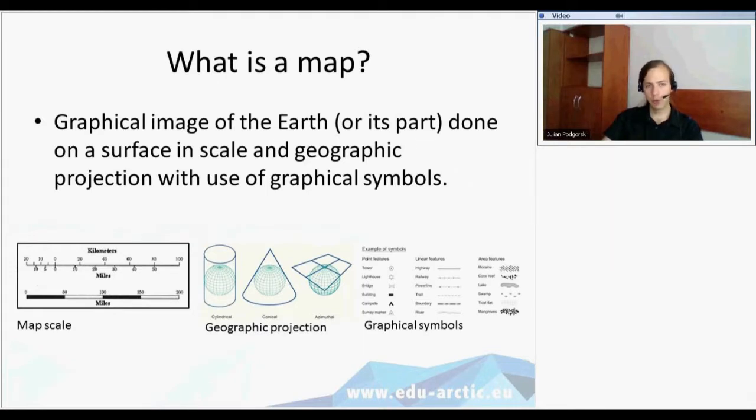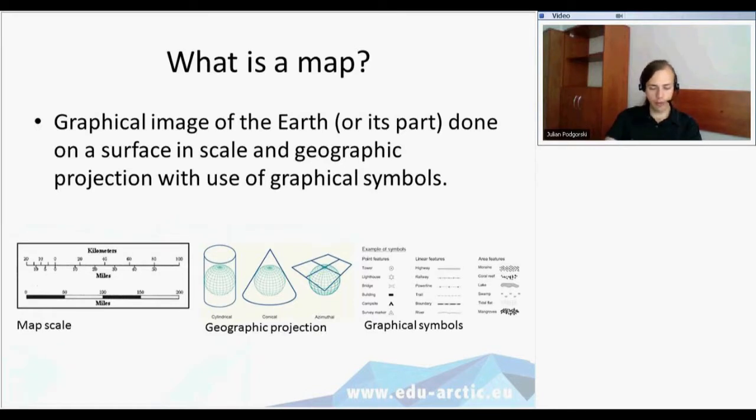So there are three things that are necessary for something to fit the definition of a map. That's a scale, so everything is smaller and we know how much smaller it is and we can control it. The geographic projection, so a mathematical way of converting the sphere to a surface. And third, the graphical symbols. That's all the different signs and lines and colors that tell us what the map represents.